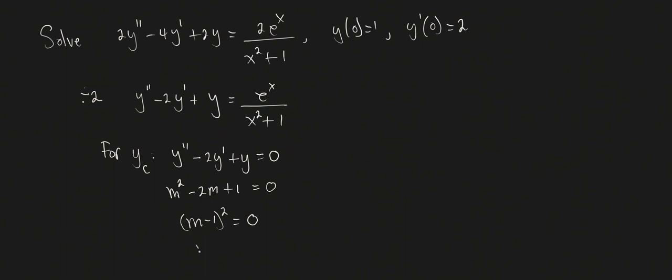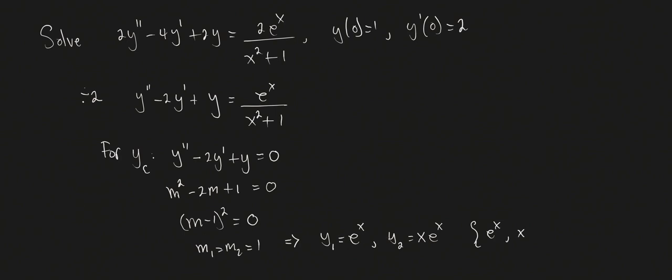So this is case 2. Our m1 and our m2 are exactly the same. And what do we know about that? We know that our fundamental set or basis consists of these two functions. So y1 will be e to the 1x, and then y2 will be x e to the x. And again, that's because of that reduction of order process, right? So if you wanted to write your basis like this, you could.